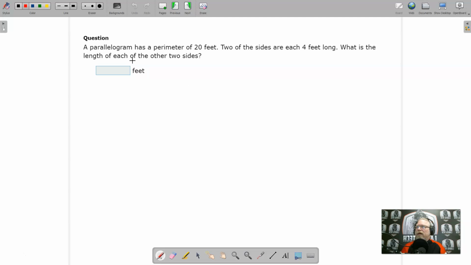Looking at the next question, a parallelogram has a perimeter of 20 feet. Two of the sides are 4 feet long. What is the length of each of the other two sides? So parallelogram, let's go ahead and draw a parallelogram here. Do the best I can on this.